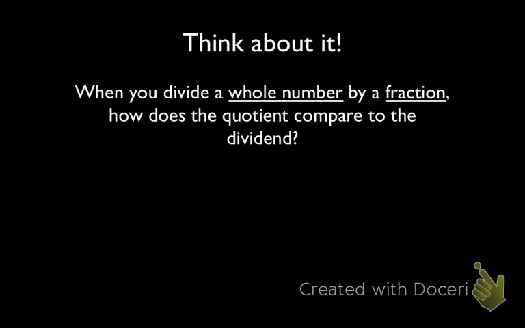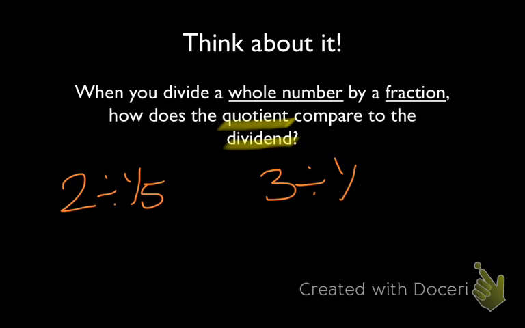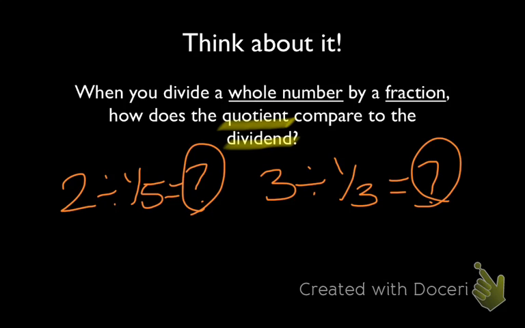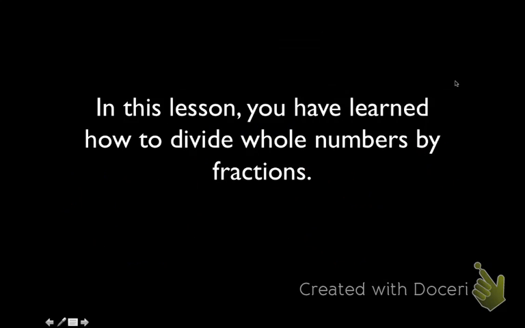Now here's a question for you to think about. When you divide a whole number by a fraction, how does the quotient compare to the dividend? So in our 2 problems, we had 2 divided by 1/5 and 3 divided by 1/3. So whatever our quotients were, and feel free to go back in the video and check, for these problems, how did they compare to the dividend? In this lesson, you have learned how to divide whole numbers by fractions.